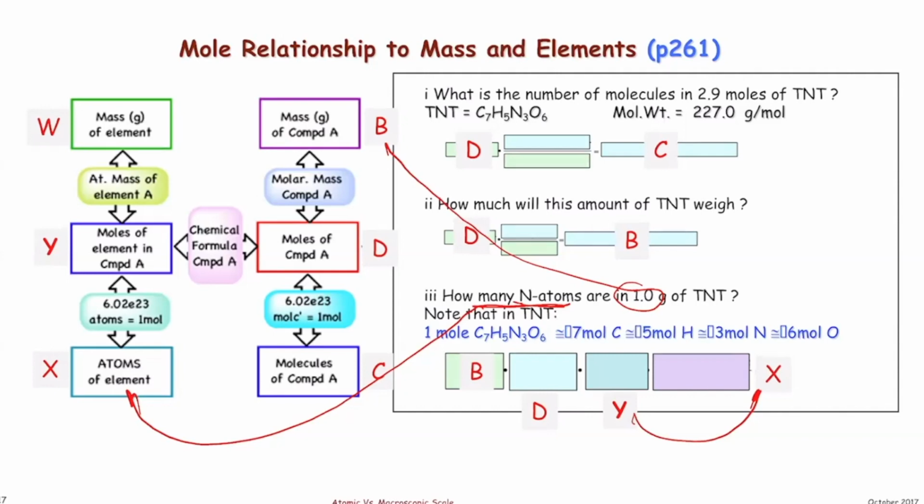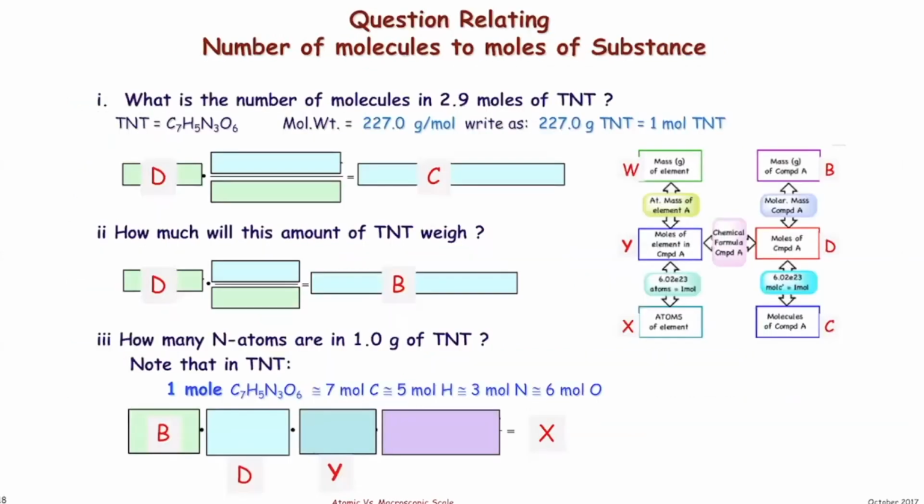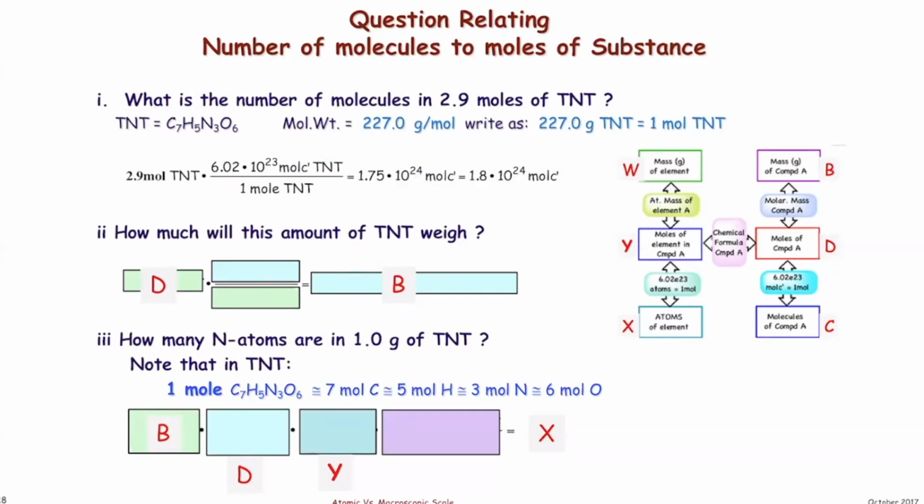So let's take a look at this first step. Remember I told you that the path is D to C. So we have 2.9, we're going to put 2.9 right there. And then we're going to use Avogadro's number, and that's basically what you will see right here. 2.9 moles, 1 mole of TNT, 6.02 times 10 to the 23rd. That's Avogadro's number, and then we have our answer. You just do the math.